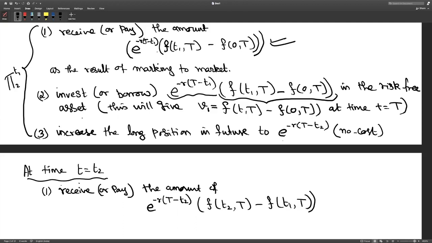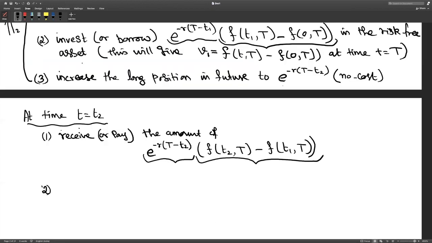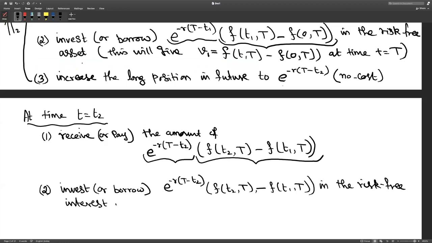You should recall the marking to market process. As per that, if you hold 1 unit, you will get this much money, but you are having only a fraction of 1 unit, that is, the fraction is this much. Therefore, the amount that you will receive from marking to market into your margin deposit is this much. Now, depending on whether you received or paid, you invest or borrow this much money, e^(-r(T-t2)) times this, in the risk-free interest rate asset.